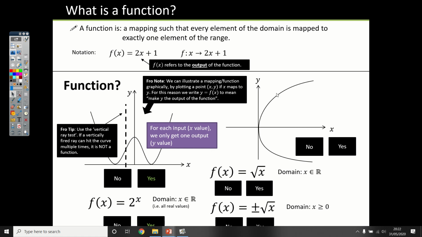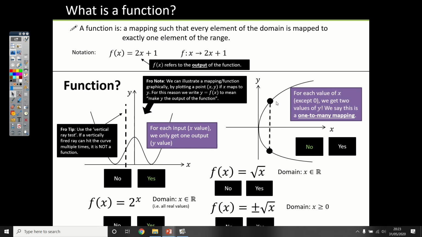You might recognise which graph it is. In fact, it's this one down here. It's plus and minus square root of x. This is not a function because it fails the vertical line test this time. You've got two separate outputs for a single input, so that doesn't work. Okay, not a function, it's one to many.